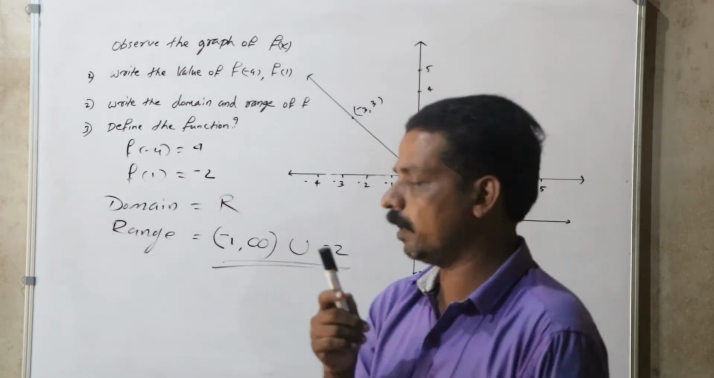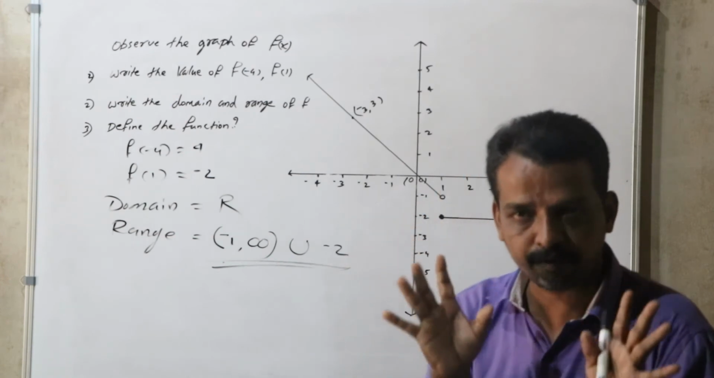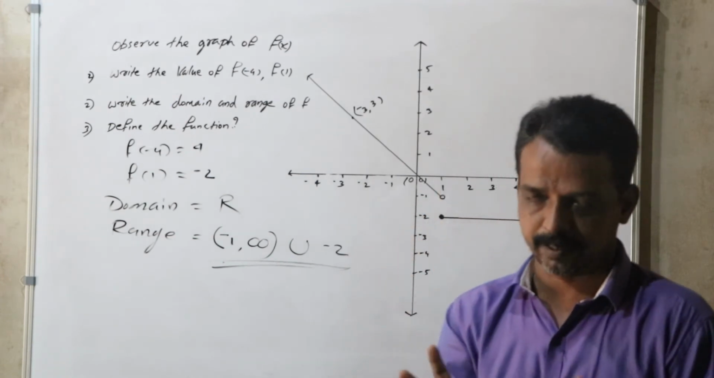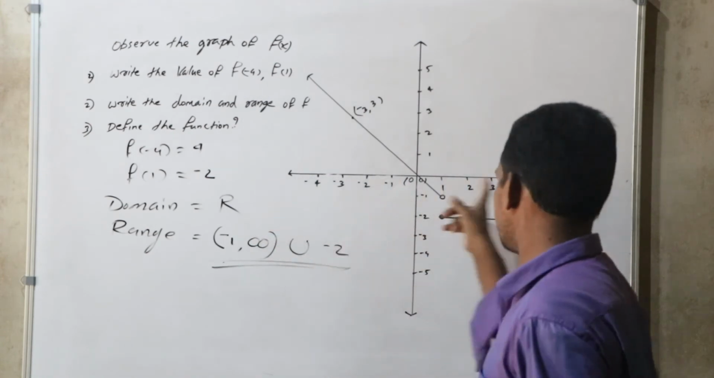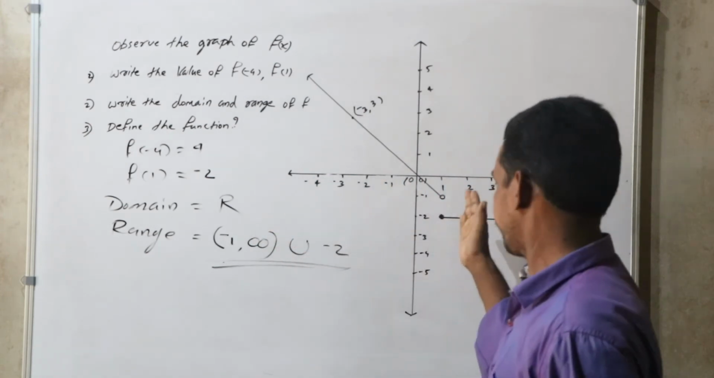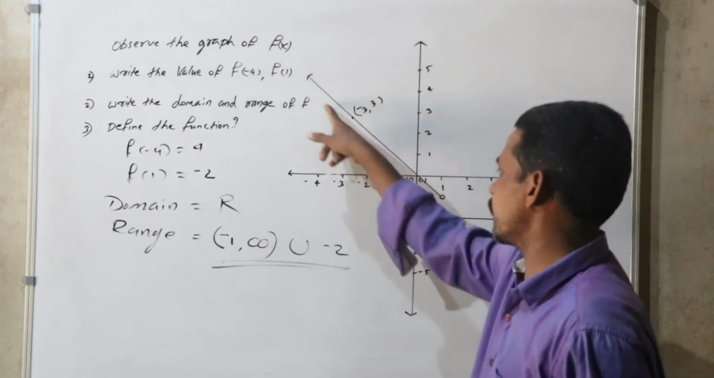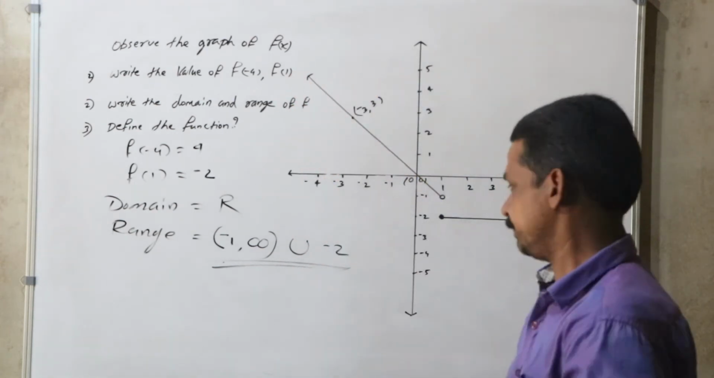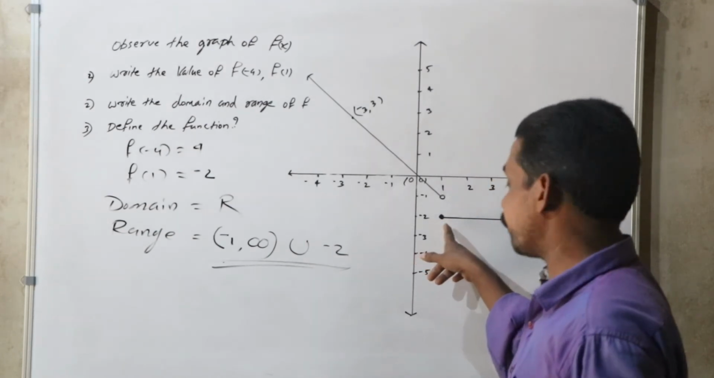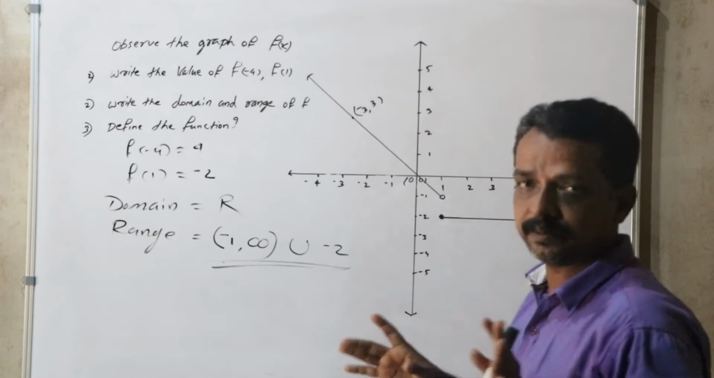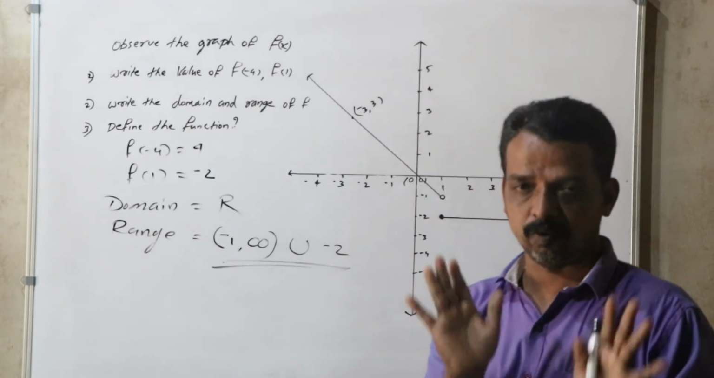How does the domain become R? The domain is the representative of the x coordinates, the x axis. Here, without 1, a graphical line starts to the left. Here, including 1, the graphical line goes right. That means all real numbers are the domain.